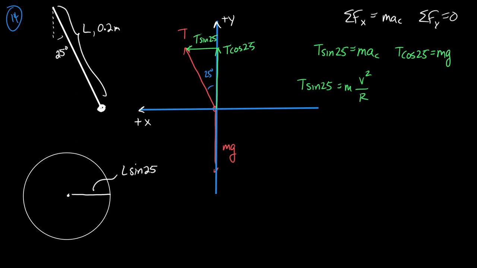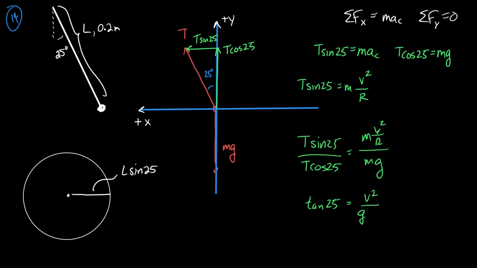One way to get rid of things that we don't have, like we don't have the tension and we don't have the mass, is writing this as T sine 25 divided by T cosine 25 equals mv squared over r divided by mg. This will get rid of the T and get rid of the m's. So tangent of 25 equals v squared over gr. All good? Solve it for v.